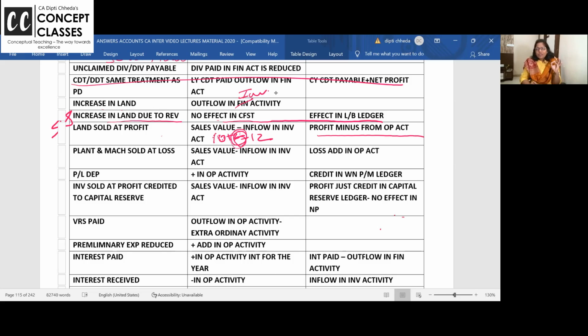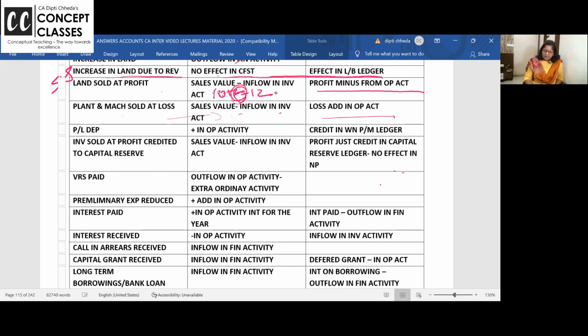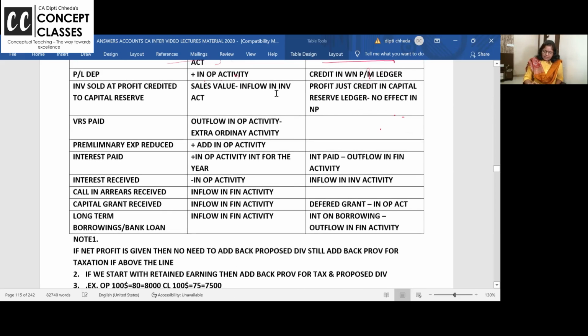Exactly the same we do in business head. Dividend received is income from other sources. In P&L, if you have taken it, remove it. Rent received is income from house property, remove it. Plant and machinery sold at loss: whatever is the inflow, take it in investing activity, and loss is a book entry, add back in the cash from operating activities. Depreciation: add in the operating activities and credit in the working notes, where you have made the plant and machinery ledger. Okay? Right.